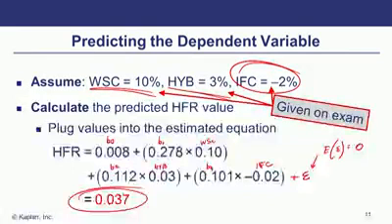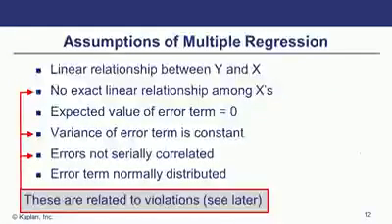Now, after the fact, once the hedge fund returns are actually out and available, we will take the difference between the actual return, what actually happened, and what we thought was going to happen, 3.7, and that'll be the realized epsilon from the regression, the realized error or residual.